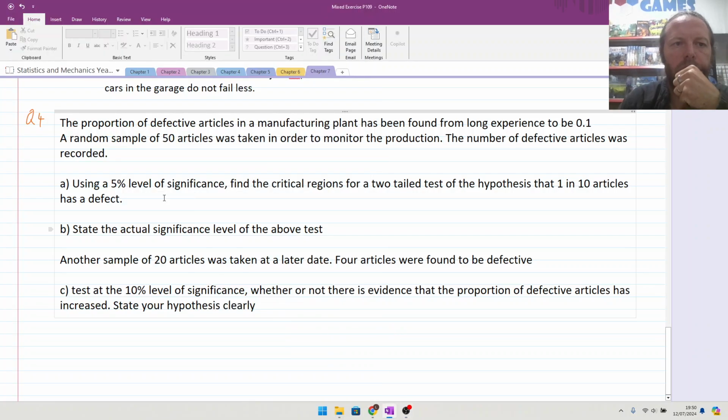Okay, so here we are on Stats and Mechanics Year 1, Chapter 7, Hypothesis Testing. Question 4. The proportion of defective articles in a manufacturing plant has been found from log experience to be 0.1. A random sample of 50 was taken in order to monitor the production. The number of defective articles was recorded.